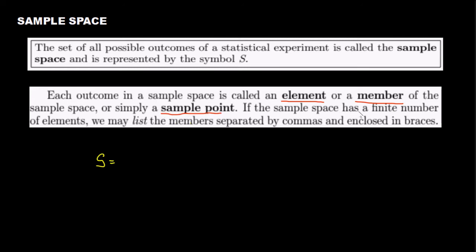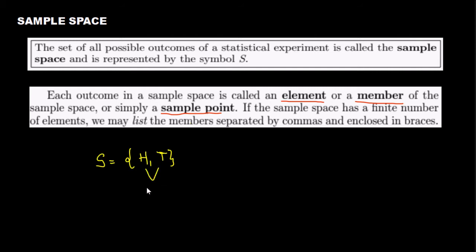If the sample space has a finite number of elements, we may list the elements separated by commas and enclosed in braces. Let's find an example here: the sample space for tossing a coin. It could be a head or a tail. So the sample space of our experiment will be H or T.